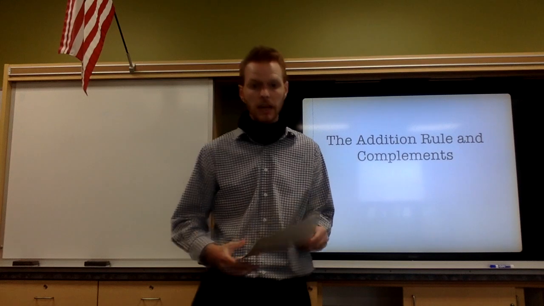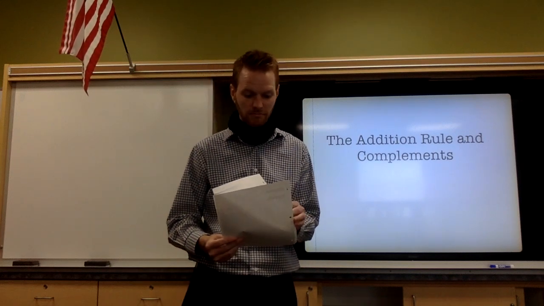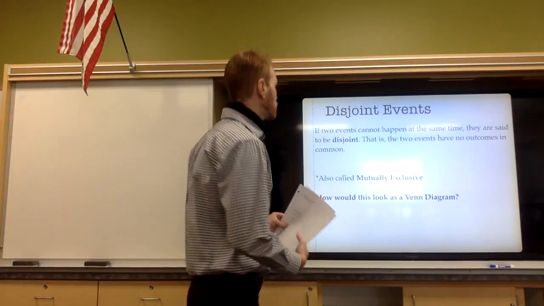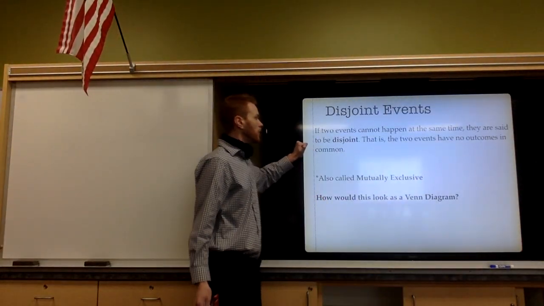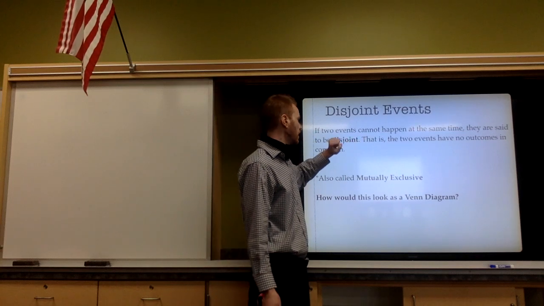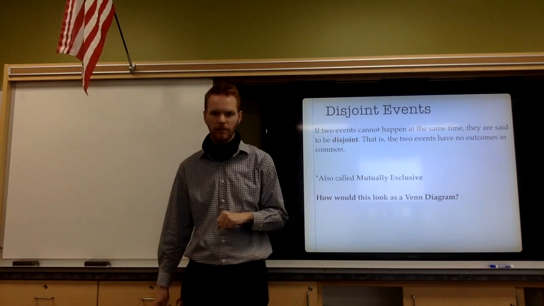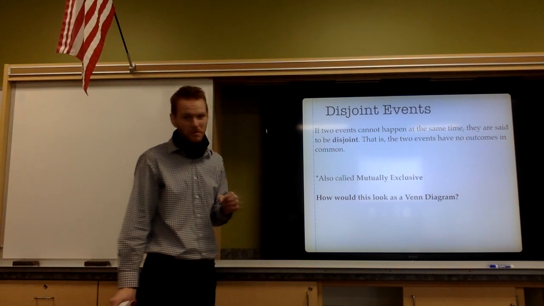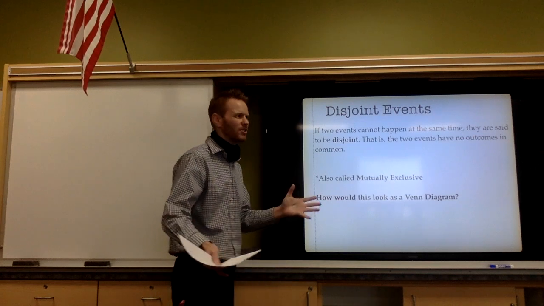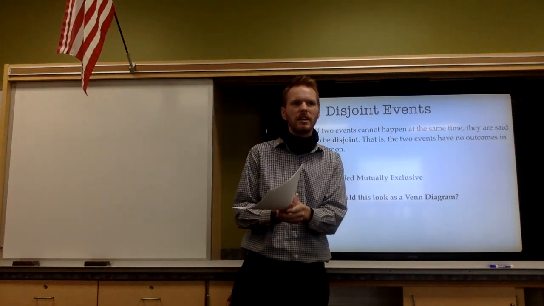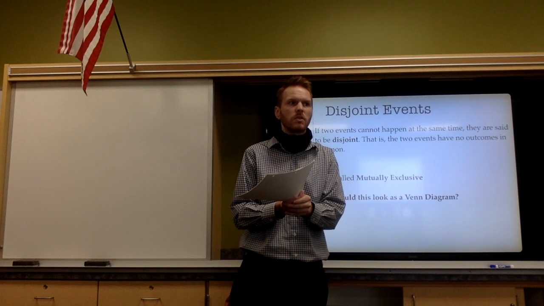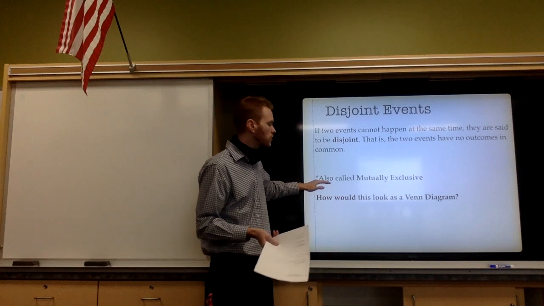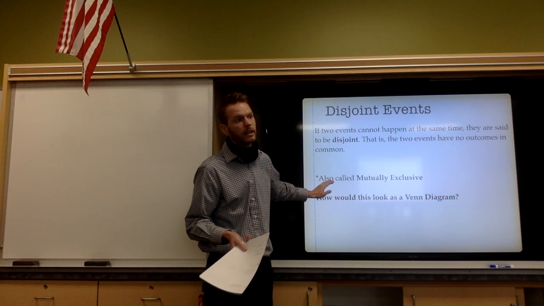We're going to dive into it because there is a little bit here that is going to take some time. So let's jump into it. Disjoint events. If two events cannot happen at the same time, they are said to be disjoint. We also call them mutually exclusive. There are so many words in math classes, and a lot of them mean the same thing. Mutually exclusive is what we're going to talk about a lot.